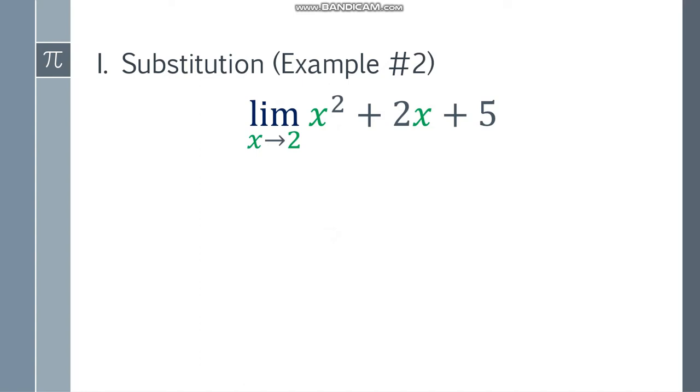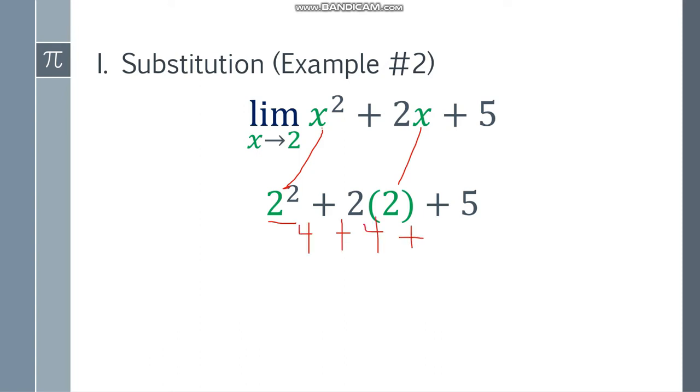Paano kapag ganito? We have a polynomial or trinomial. So the limit of the function x squared plus 2x plus 5 as x approaches 2. Gagawin mo lang dyan, substitute mo lang yung 2 sa mga x. So we have here 2 squared plus 2 times 2 plus 5. So that will be 4 plus 4 plus 5 equals 13. So ganun lang siya kadali, di ba?